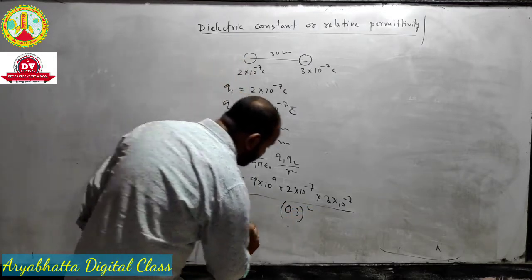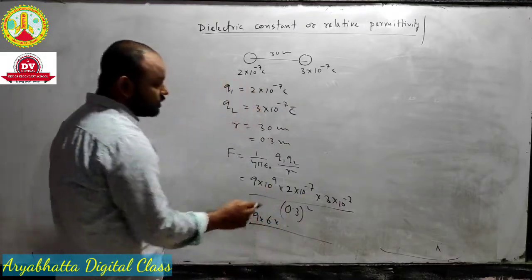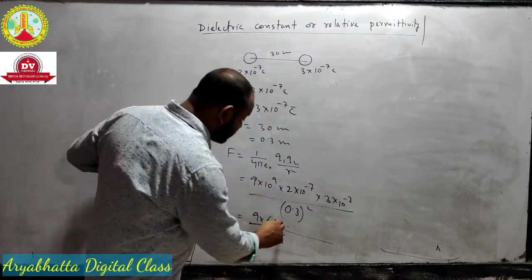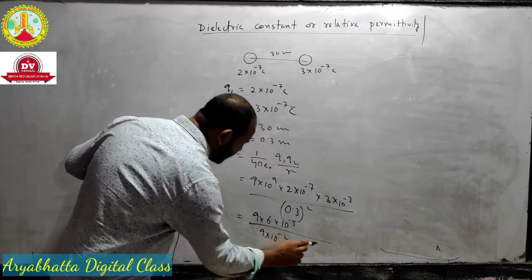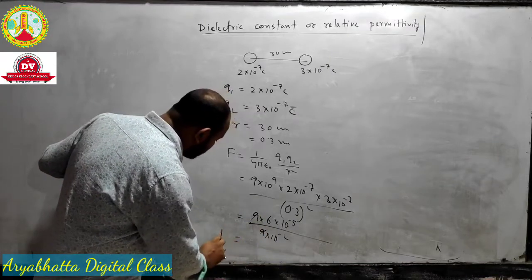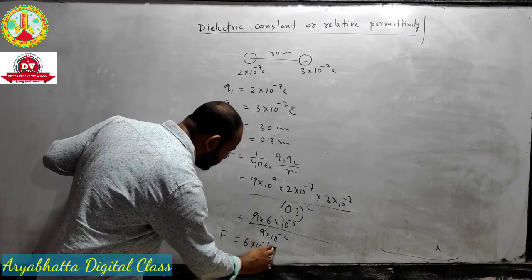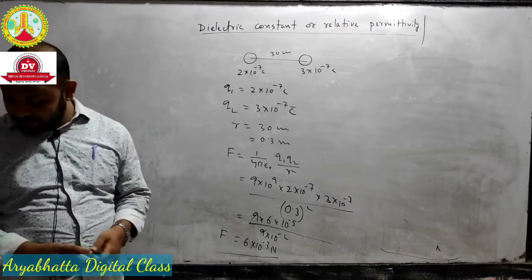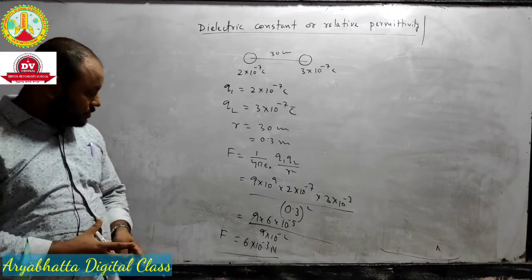Okay, if you simplify, 9 into 2 threes are 6, so it will be 10 to the power minus 7 minus 7, minus 14. Minus 14 plus 9, it will be 10 to the power minus 5, or it will be 9 into 10 to the power minus 2. Okay, so this 9 will cancel. Finally, the Coulombic force between the two charges will be 6 into 10 to the power minus 3 Newton. So this is the answer.